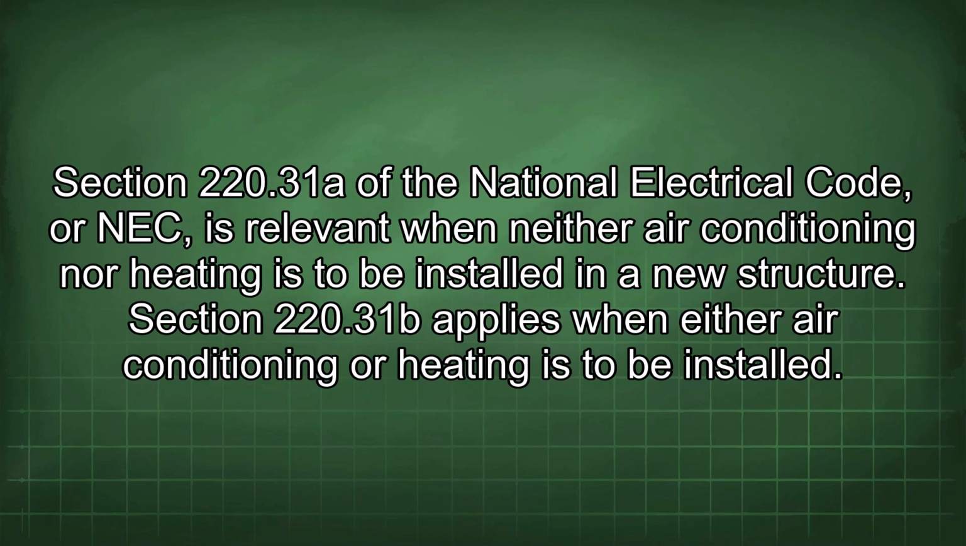Section 220.31 of the National Electrical Code, or NEC, is relevant when neither air conditioning nor heating is to be installed in a new structure. Section 220.31 applies when either air conditioning or heating is to be installed.